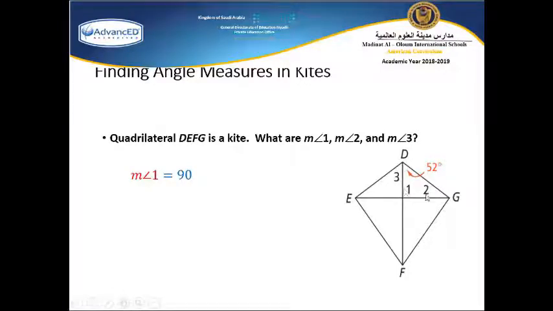From the triangle, we can find the measure of angle 2 by subtracting the sum of 90 plus 52, the given angle, from 180. Then the measure of angle 2 equals 38. How to find the measure of angle 3? Since we said the longest diagonal bisects the opposite angle, then the measure of angle 3 equals 52.